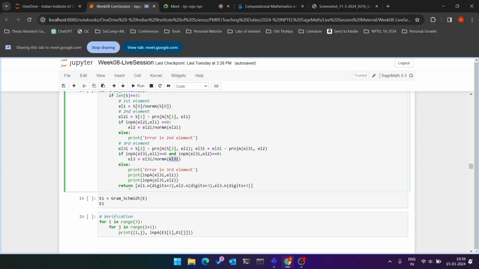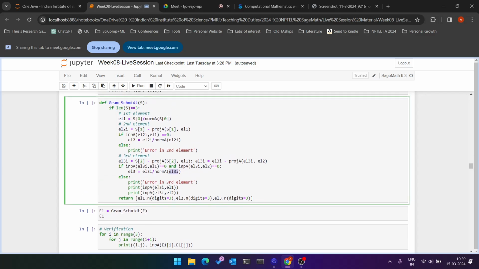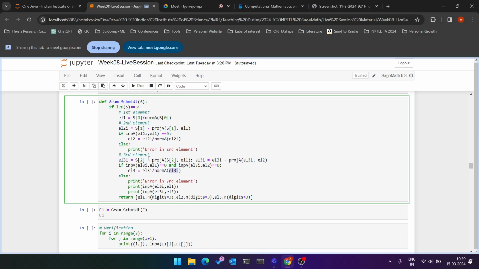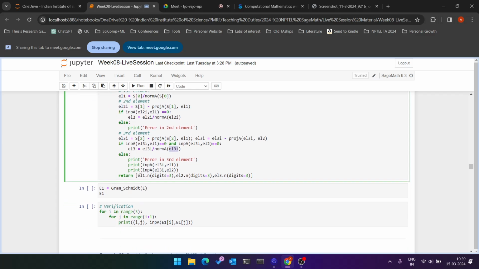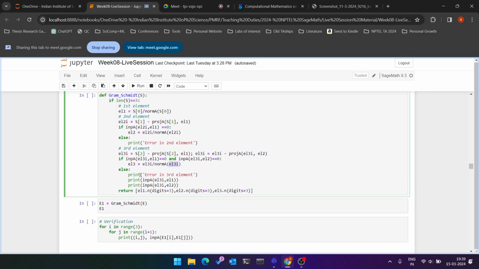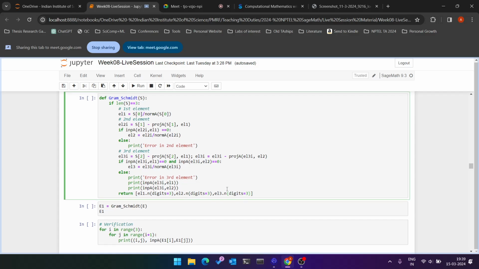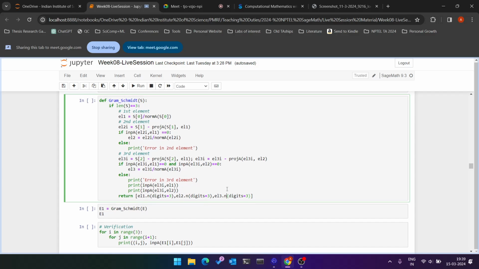If for some reason we run into some trouble, we just print out an error message along with the inner products respectively. Finally, once this loop is done, we return L1, L2, and L3 with three significant digits evaluated in numerical form. So this defines this Gram-Schmidt orthogonalization process.